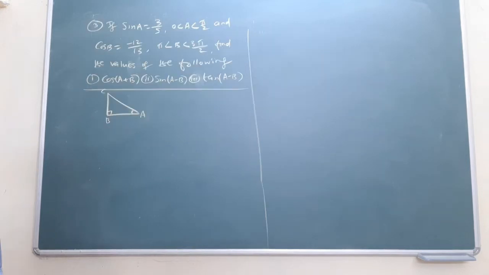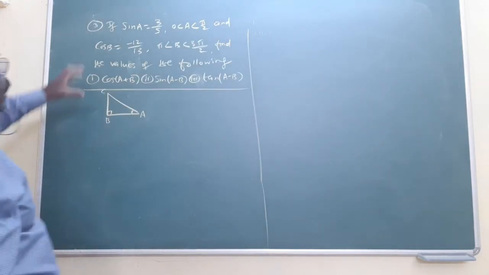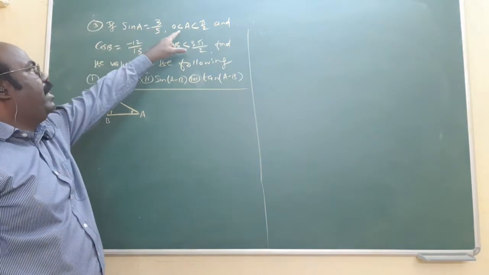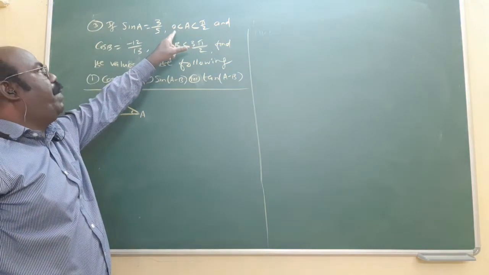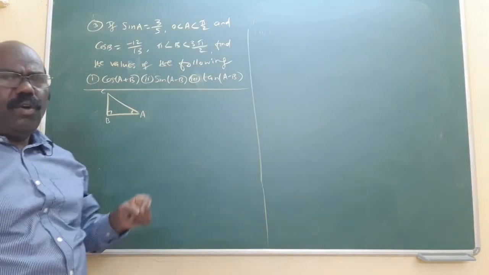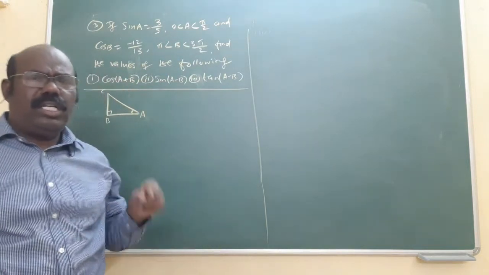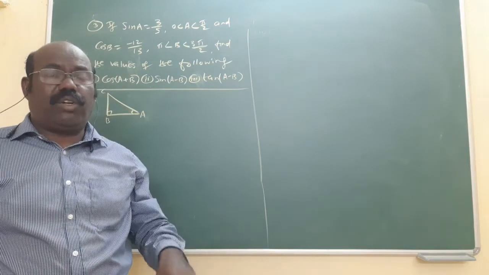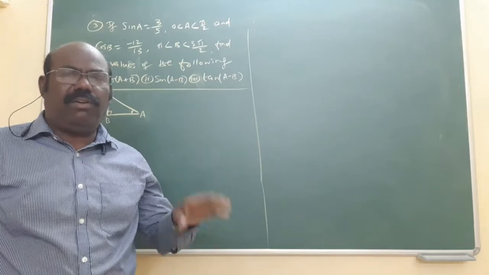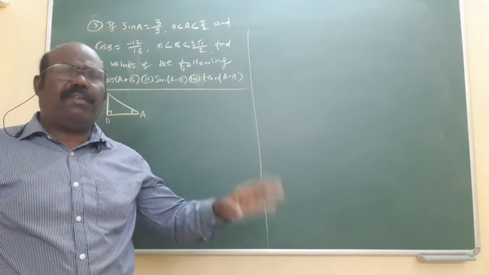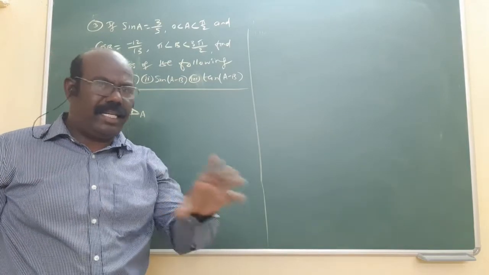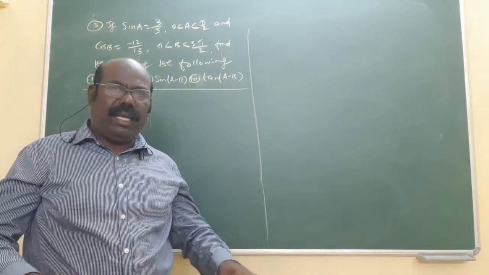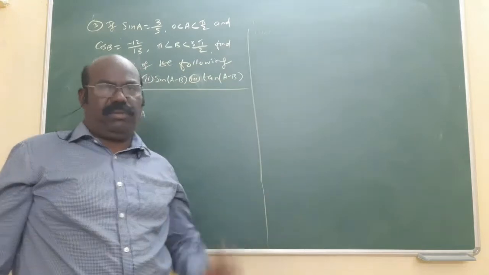That's all. Listen here. This is about the final question. Sin A is given, and the value of A lies between 0 and pi by 2. What do you mean by 0 to pi by 2? It is the first quadrant. In the first quadrant, all are positive: sin value, cos value, tan value, all the results are positive. Sin A, cos A, tan A, cosecant A, secant A, cot A are all positive.